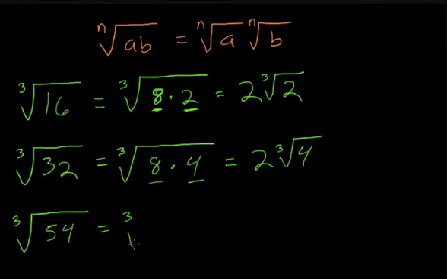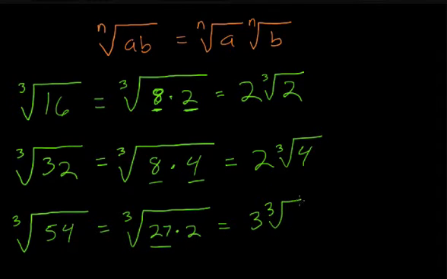So, you should have factored 54 into the product of 27 and 2. And since 27 is a perfect cube, we can simplify this expression using this property. So, the cube root of 27 is 3. And then the cube root of 2 cannot be simplified, so we'll just keep that as the cube root of 2. So the cube root of 54 equals 3 times the cube root of 2.